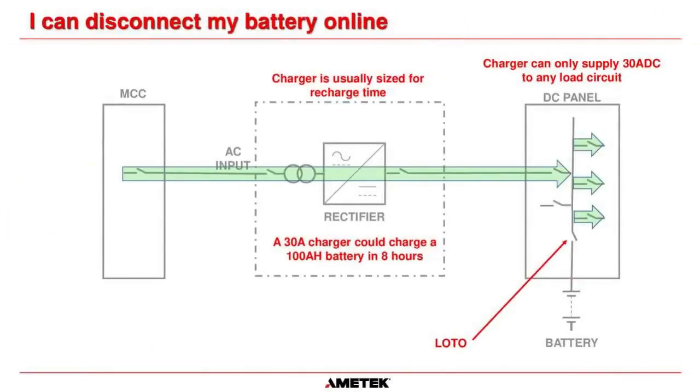The other reason why you can't disconnect the battery, and in this picture you can see we've got the lotto applied to the battery breaker here, is that in many circumstances the charger is usually sized for the recharge time of the battery. When the design engineers were working out what size charger and battery they need, they looked at the load circuits and how long they needed to be maintained if there was a power outage. In this situation, the design engineer chose a 100 ampere hour battery.